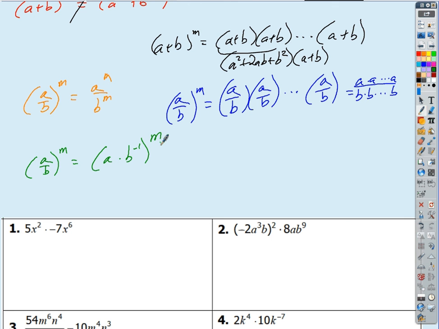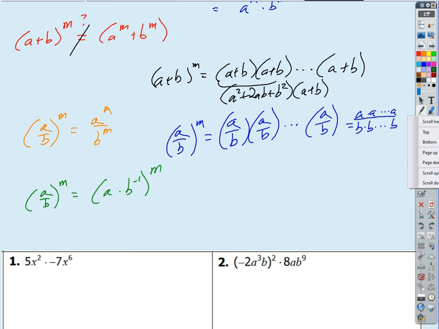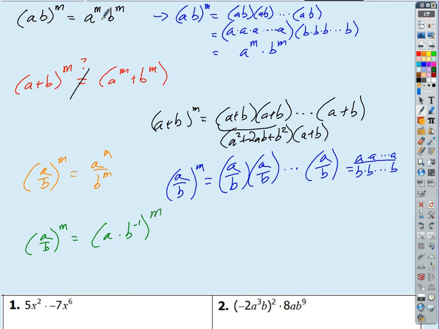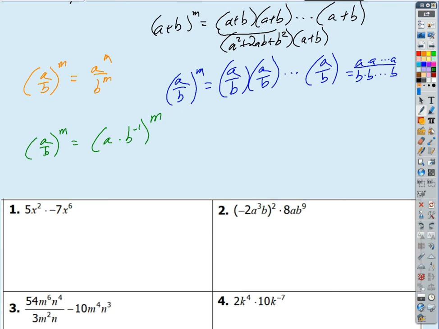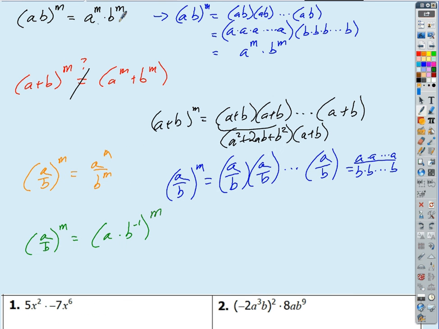Okay. So we already proved this relationship, didn't we? Okay, so if I'm taking the product of A times B to the negative 1 to the M, we said that a power of a product equals the product of the powers, right? If I'm taking a power of a product, I can write that as the product of the separate powers. That's what we just proved.